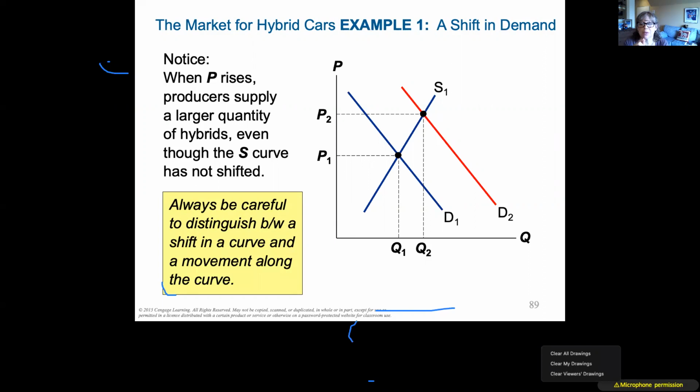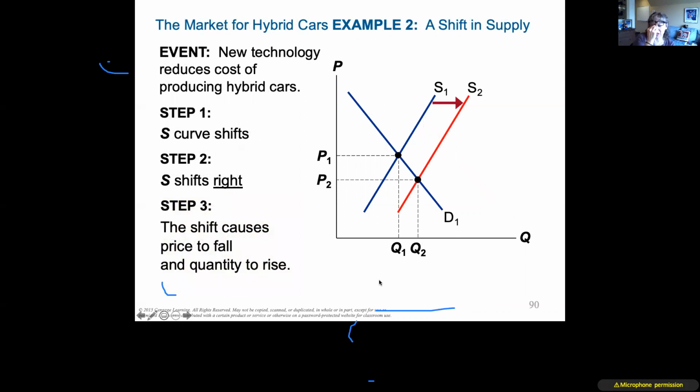Remember, the only things that shift the curves are non-price determinants. So even though by shifting the demand curve, producers are going to make more and sell more, doesn't mean that they're going to shift their supply curve. This is kind of why advertising works, right?